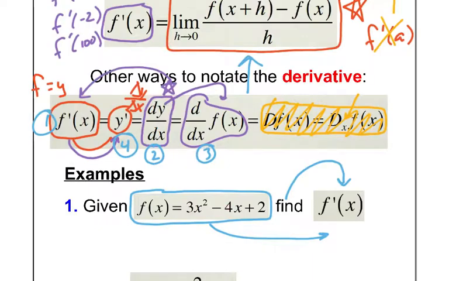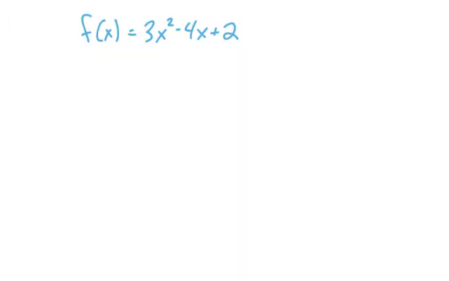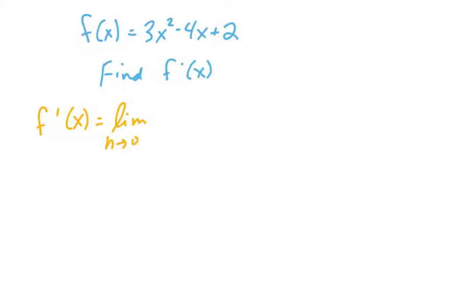All right, f of x, let me just double check, make sure I picked the right one. Yep, 3x squared minus 4x plus 2. And I want to find the derivative. So find f prime of x. Okay, here we go. The derivative f prime of x is the limit as h goes to 0 of our difference quotient, but now in terms of x, no a's.